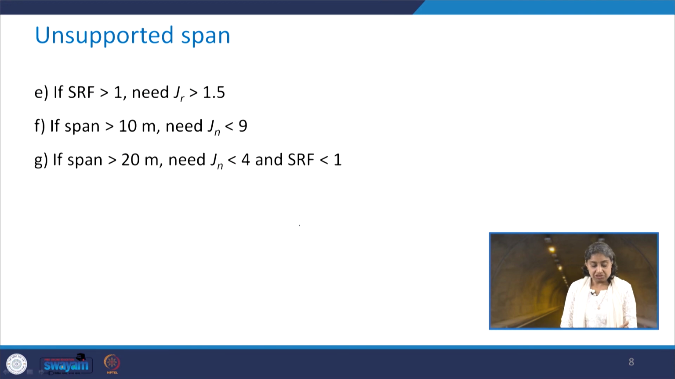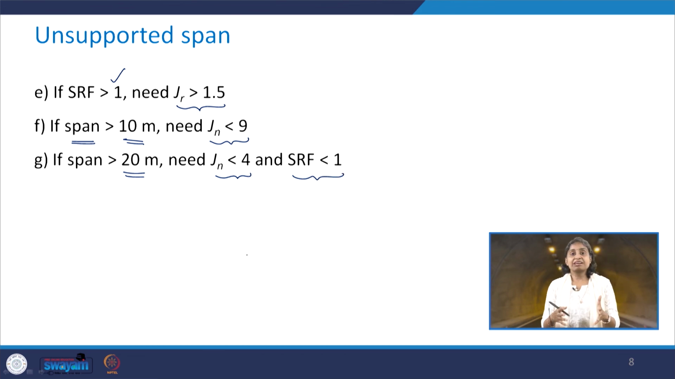Further, some additional conditions are there. In case SRF is greater than 1, we need to have JR more than 1.5. If the span of the opening is more than 10 meter, we need to have JN less than 9, and in case the span is more than 20 meter, we need to have JN less than 4 and SRF less than 1. So, these conditions should be satisfied to have the permanently unsupported excavation.